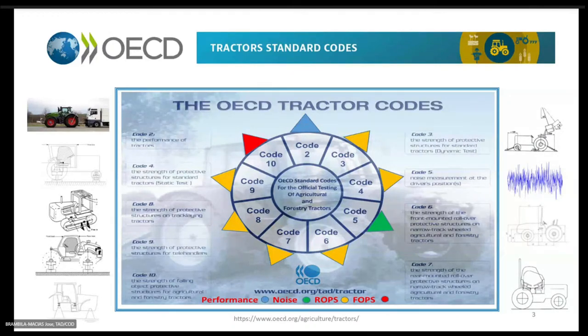Always on the left, if we go to code 9, this code focuses on telehandlers. And finally, code 10 focuses on forestry tractors. And here, the main focus is not the rollover, but to check the resistance of the cabin in case of a falling object hitting the tractor from above. It can be a heavy branch from the trees that hits the cabin from above. And then we want to certify that the cabin is strong enough to survive this type of accident.